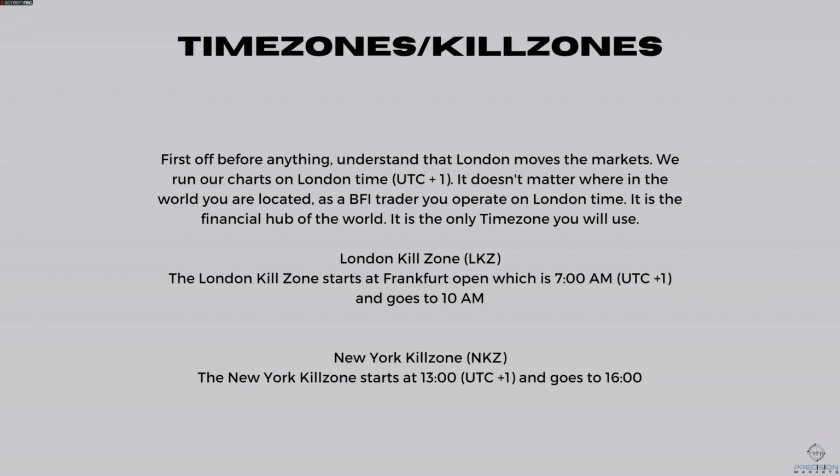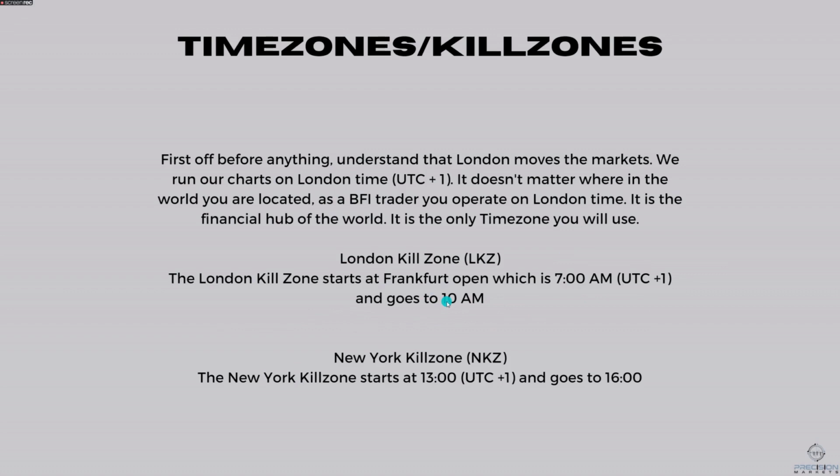And what this does is it actually offsets your kill zone to make sure you're in the right time zone all the time. You run on London time, that is UTC +1. Now, London kill zone starts at the Frankfurt Open, which is 7 a.m. and it'll go till 10 a.m.